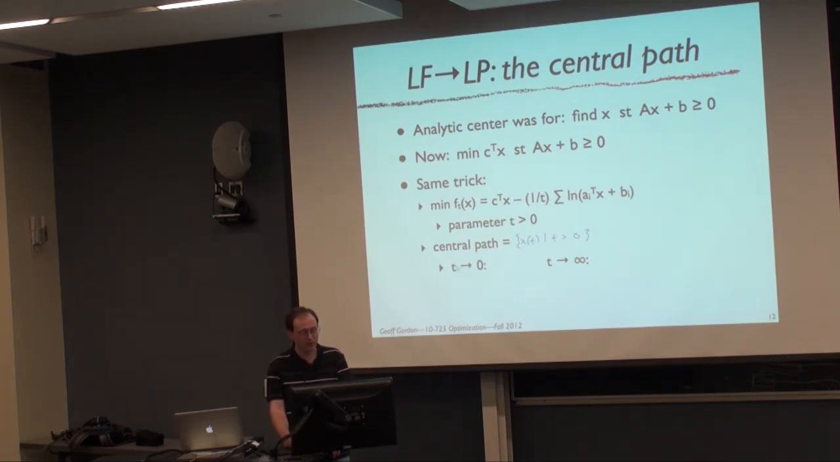And if you let t approach 0, well, then 1 over t approaches infinity, and the barrier term becomes very important. So you get the analytic center. And as t goes to infinity, you get the LP optimum, right? And so the central path has at one end of it the analytic center, and at the other end the LP optimum. And in fact, the central path is smooth, infinitely differentiable at every point.